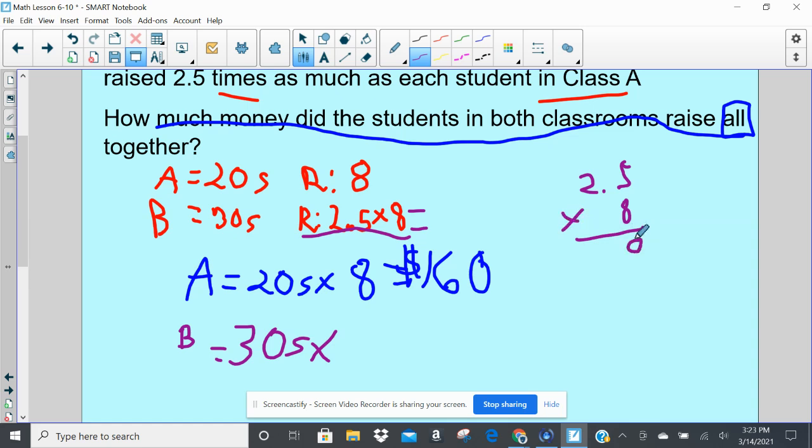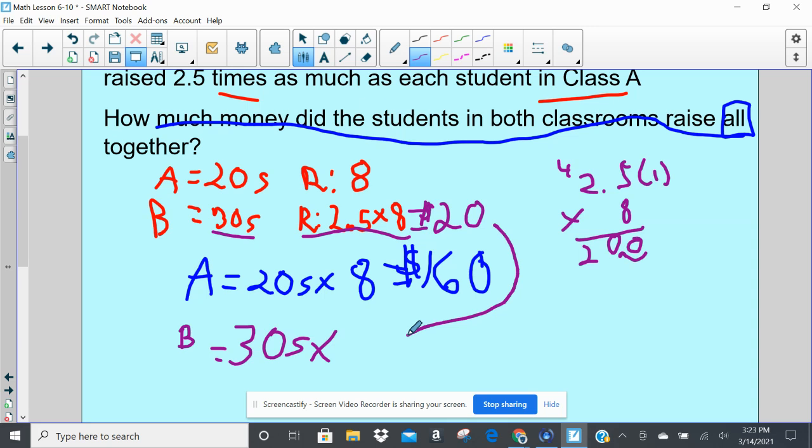8 times 5 is 40, carry your 4. 8 times 2 is 16, plus 4 is 20. Where does your decimal go? There's one decimal place there, so it's going to come right over one place. So how much money did each person in Class B bring in? $20. Because I have 30 students in the class, each student raised $20.